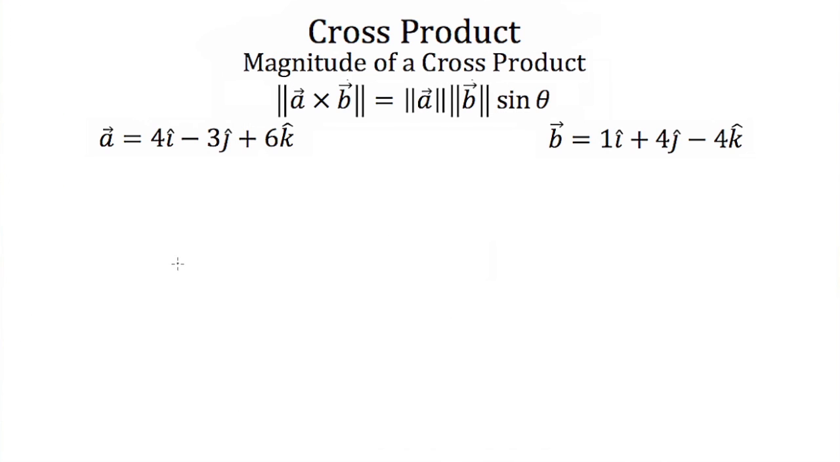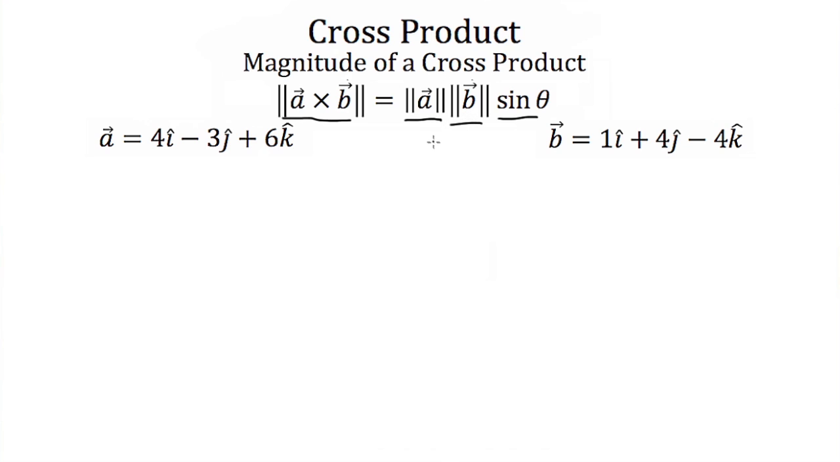Now, if you ever want to find the magnitude of the cross product, well, the magnitude of a cross product is always equal to the magnitude of the first vector times the magnitude of the second vector times the sine of the angle between them. Now, depending on what kind of information you're given, it may be easier to use one or the other of these equations.